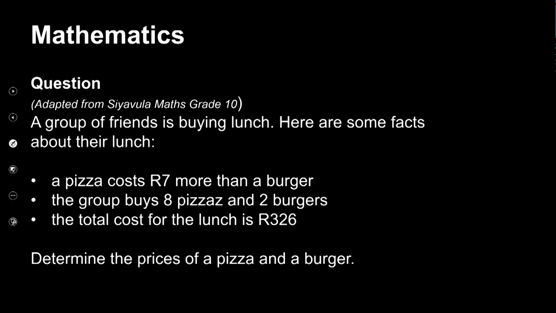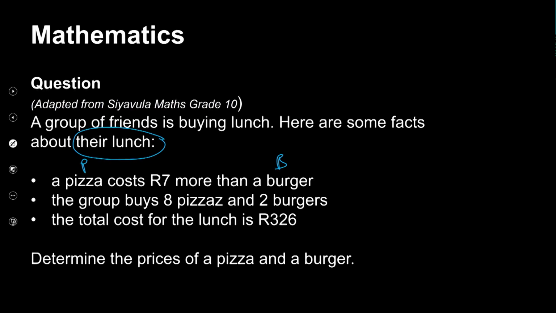Now this says a group of friends is buying lunch, right? So there's a number of us and we want to buy some lunch. Now, here are some facts about their lunch. They did not tell us how many people there are. They just told us that it's a certain number of people. Because I don't want to confuse you, I'm just going to let the pizza be P and the burger be B, right? So I'm just going to use P and B so that at the end it's easier for us to see what we are talking about.